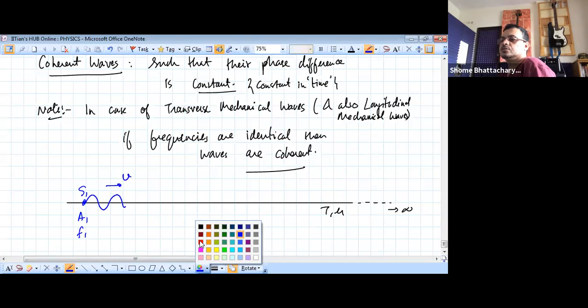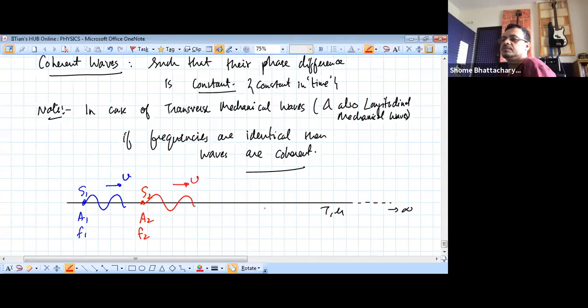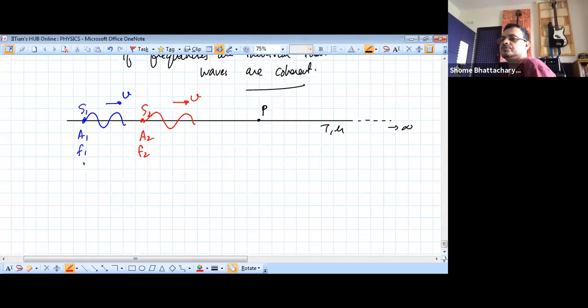Now we have a second source also present, S2, which has an amplitude A2 and a frequency F2, let's say, and this is creating another wave which is also traveling with the same speed. Now these two waves will result in some kind of superposition at a point like this, and let us say the distance of that point from the first source is x1, and the distance of that point from the second source is x2.